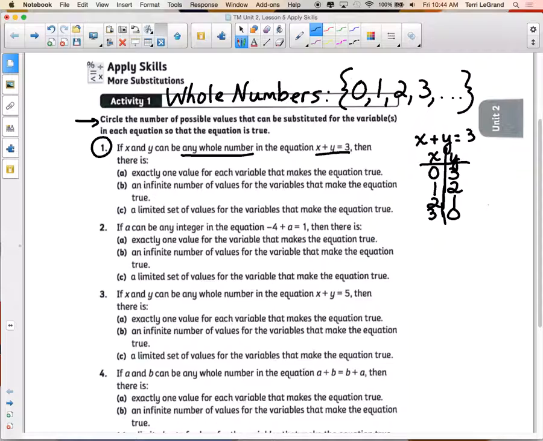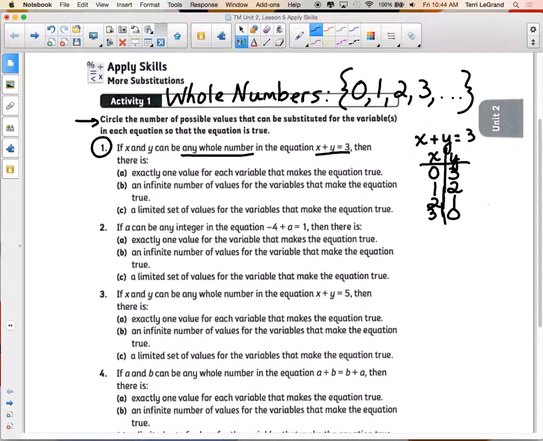Subtracting 1 is the same as adding, say it, what is it? Negative 1. Remember, add the opposite. So subtracting 1 is the same as adding the opposite of 1. The opposite of 1 is negative 1. So is negative 1 in the whole number set? No, negative 1 is not a member of the whole number set, so this one stops.